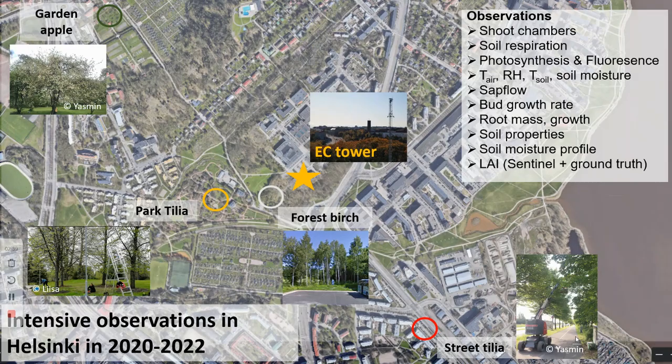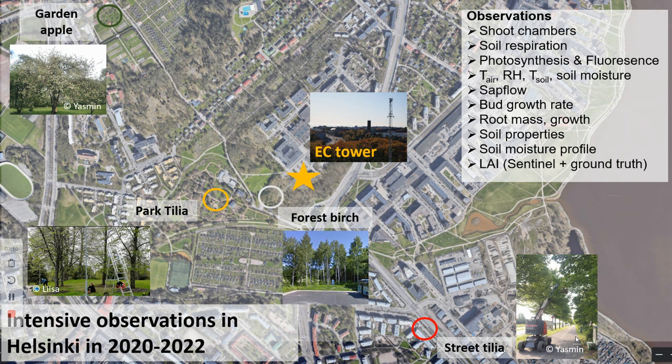In order to do this, we have had a few different projects at the University of Helsinki and in Finland, where we have conducted very intensive observation campaigns around the Esko observation tower located in Helsinki. The tower has been operational since 2004, and it's also one of the associated ecosystem stations, and there we are continuously measuring the CO2 and water fluxes.